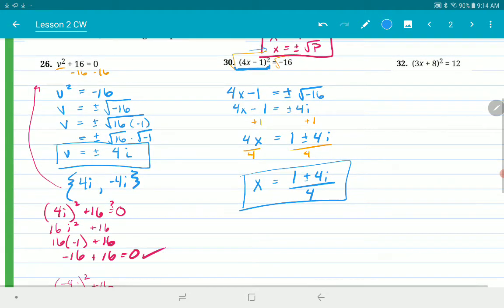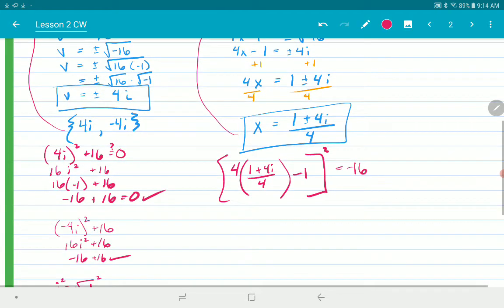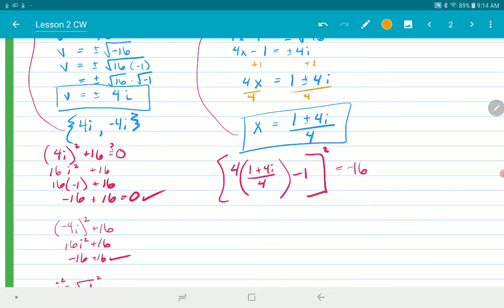And I can verify that. I'll just go ahead and check my work here. So if I do 4 times x, which is 1 plus 4i over 4, minus 1, all of that squared. I'm just copying that original equation and plugging in the fraction for x. Let's see, do I get negative 16? Well, in this fraction, these 4s will cancel. When I multiply 4 by that fraction, it cancels the denominator.